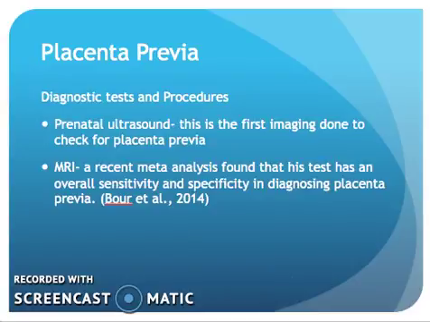Diagnostic tests and procedures. Prenatal ultrasound. This is the first imaging done to check for placenta previa, and this is also the most readily available test at a reasonable cost. And in a recent meta-analysis, it was found that MRI has an overall high sensitivity and specificity in diagnosing placenta previa.